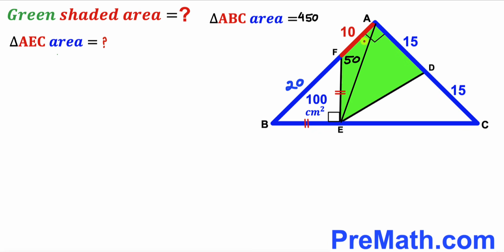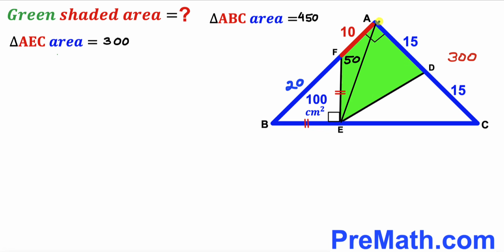We know the area of these combined triangles is going to be 100 plus 50, which gives us 150. And we know the whole triangle ABC area is 450. So this triangle AEC area is going to be 450 take away 150, which gives us 300. So the area of this whole triangle AEC turns out to be 300.